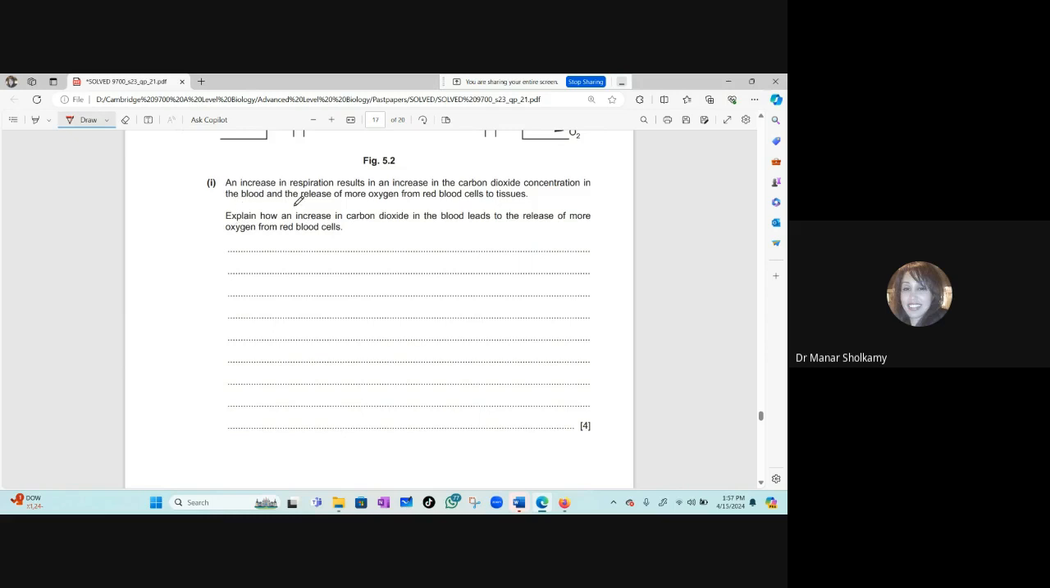Explain how an increase in carbon dioxide in blood leads to the release of more oxygen from red blood cells. Who will answer this question for me? Again, it's a direct question. By the way, this exam is easy. It's not difficult. You studied well, you will answer this exam really well. How does an increase in carbon dioxide in the blood lead to more release of oxygen from the red blood cells, more dissociation?